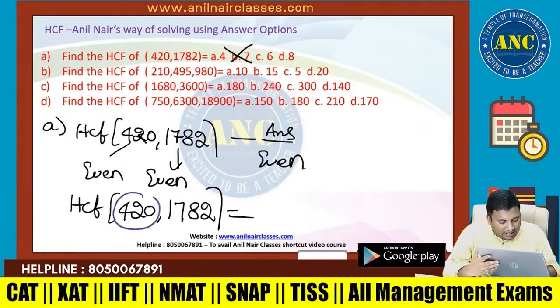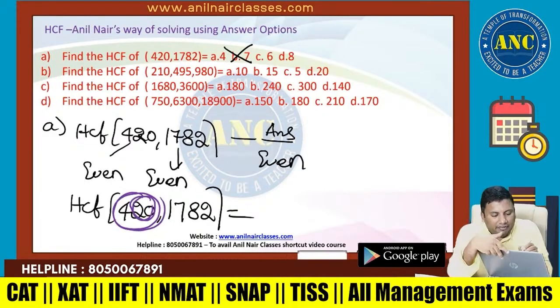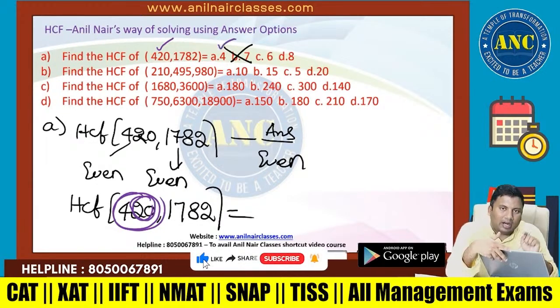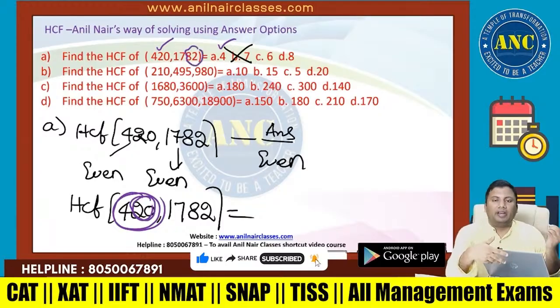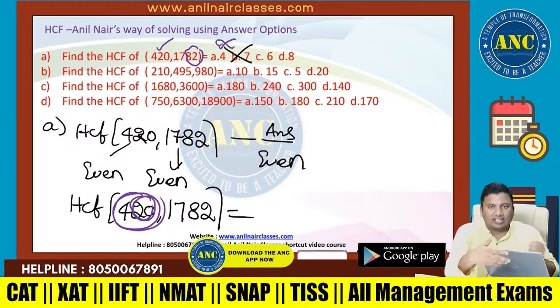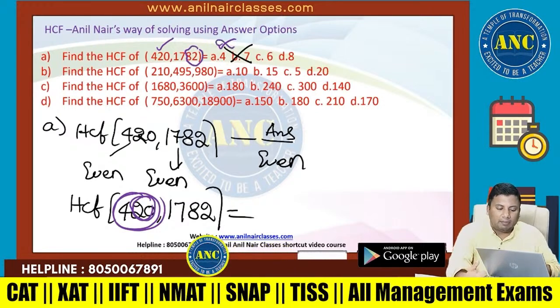420 is divisible by 4, because the last two digits are divisible by 4. If I assume the answer as the first option, 4, then if the output and one number are divisible by 4, the other number should also be divisible by 4. 82 is not divisible by 4. That means my assumption is incorrect. Again, I am explaining.